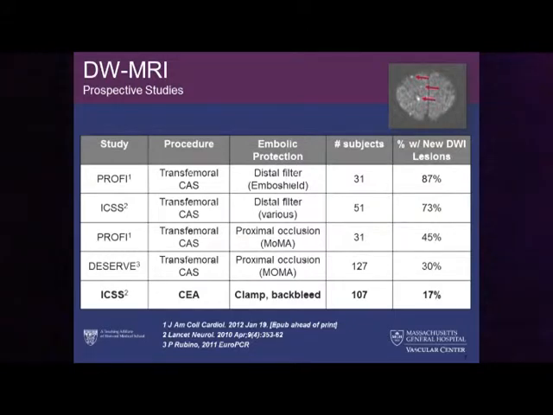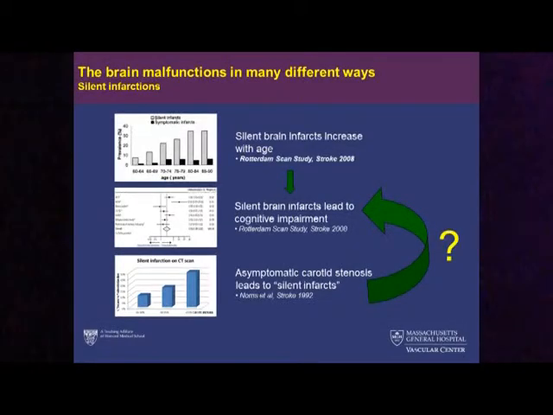We don't even know the best way to quantify them. Is it total number of lesions? Is it total volume? Nevertheless, with the concept that more has to be worse than less, we know that distal embolic protection is not particularly effective at preventing new diffusion-weighted MR lesions. Even with the current proximal occlusion devices, such as the MoMA device, which is now owned by Medtronic, or the Gore flow reversal device, which is now owned by W.L. Gore, there still is a cost with getting that device into place.